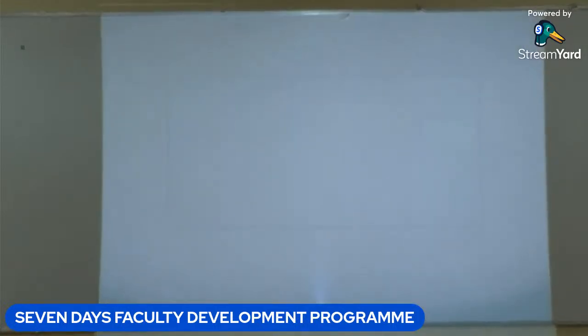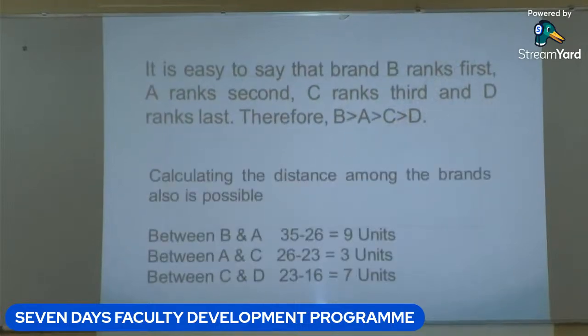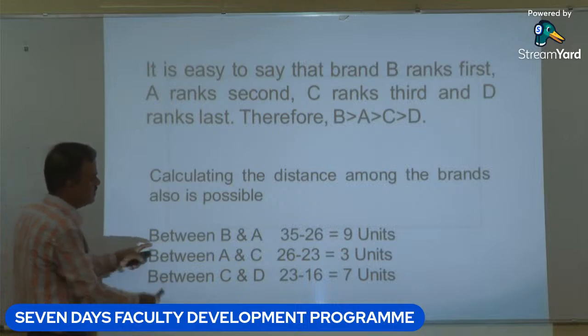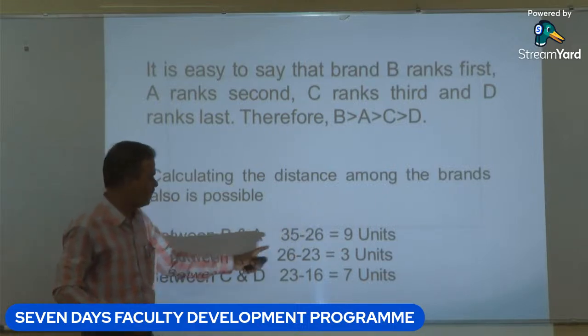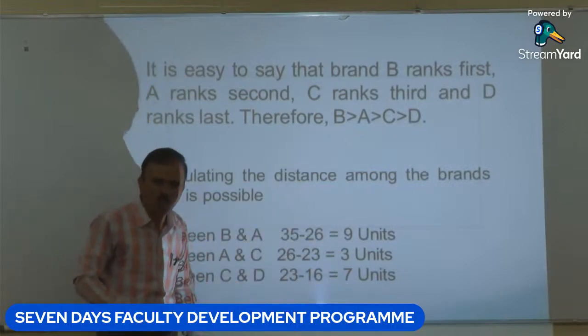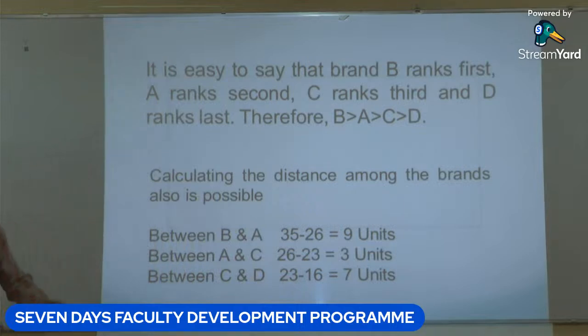That is the ranking scale. The same as I told you earlier, we can do all these things: A is greater than B in preferences, and you can also make comparisons between these two, the distance between these two. So 35, that is between B and A, that is 9 units more between these two. That means we are not only able to identify the most preferable brand.